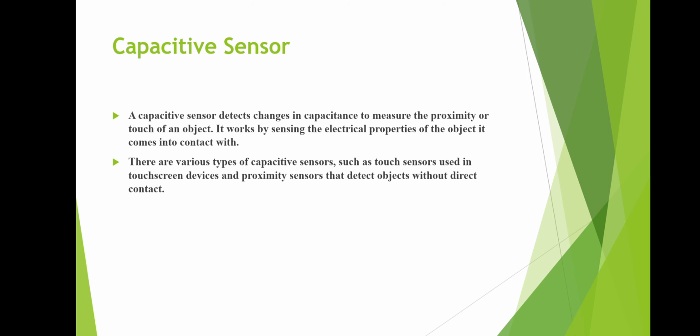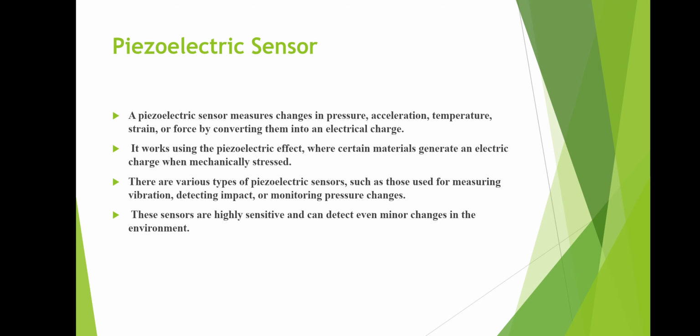Then capacitive sensors. Capacitive sensors are used to detect change in capacitance to measure the proximity or touch of an object. Various types of capacitive sensors include touch sensors used in touch screen devices and proximity sensors that detect objects without direct contact.